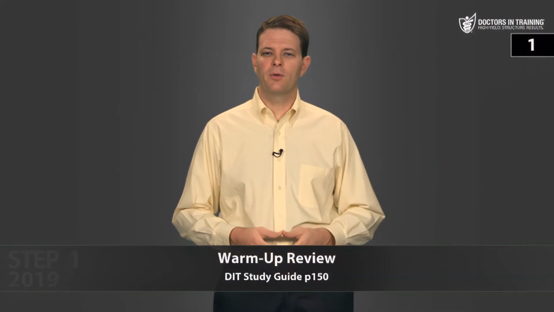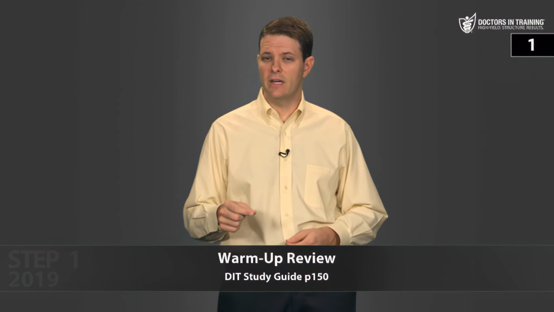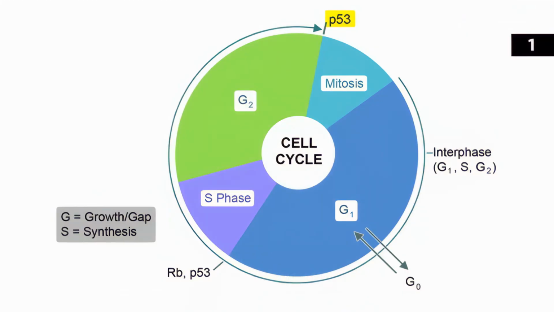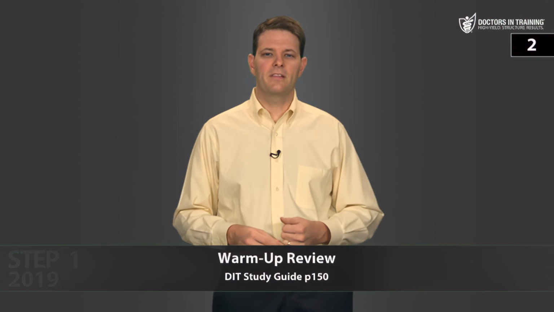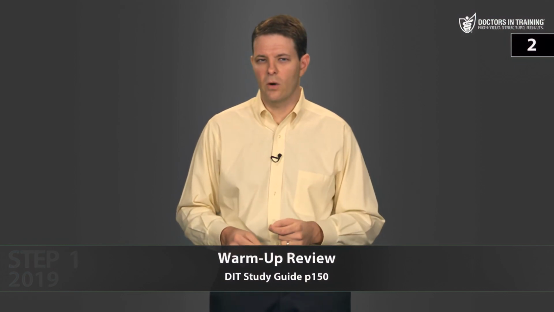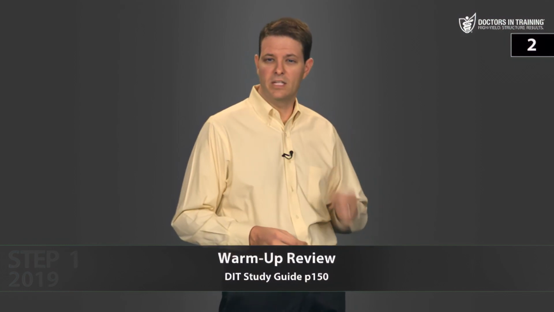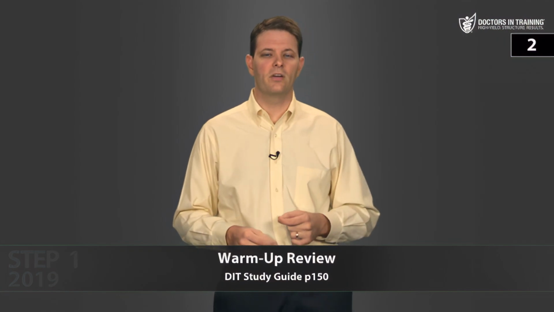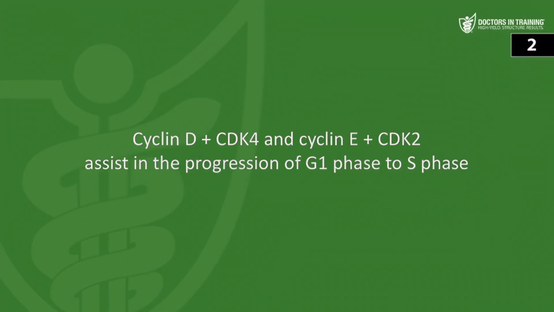Let's take a look at the warm-up. First question, what regulates the progression of the cell cycle from G2 phase to M phase? Well, that's the tumor suppressor P53. Next, the complexes of cyclin D plus CDK4 and cyclin E plus CDK2 assist in the progression of the cell cycle into which phase? Well, they assist in the progression of G1 to S phase.